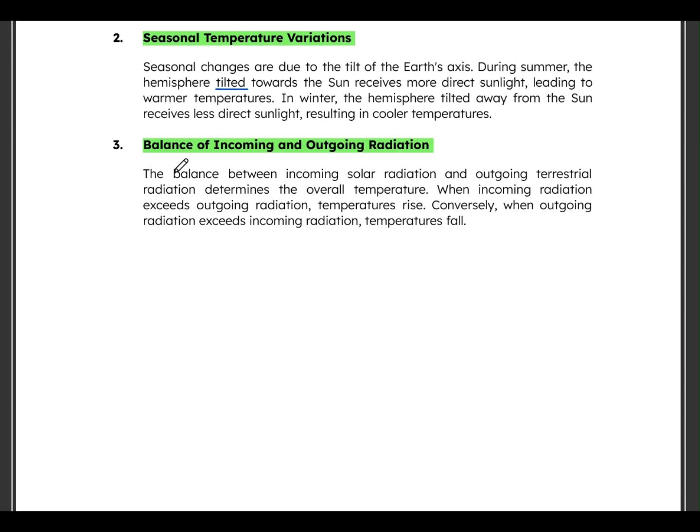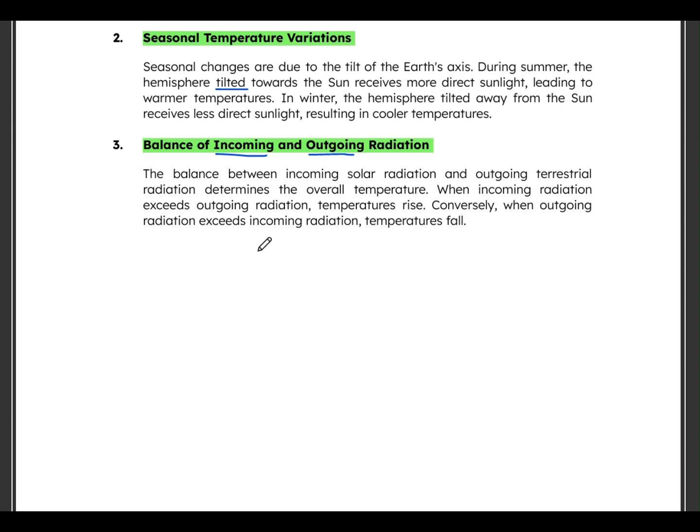And now the last one, balance of incoming radiation and, of course, outgoing radiation. Incoming, coming in, outgoing, going out. Okay, so the balance between incoming solar radiation and outgoing terrestrial radiation determines the overall temperature. So when incoming radiation exceeds outgoing radiation, temperature rises. Conversely, when outgoing radiation exceeds incoming radiation, temperature will fall.